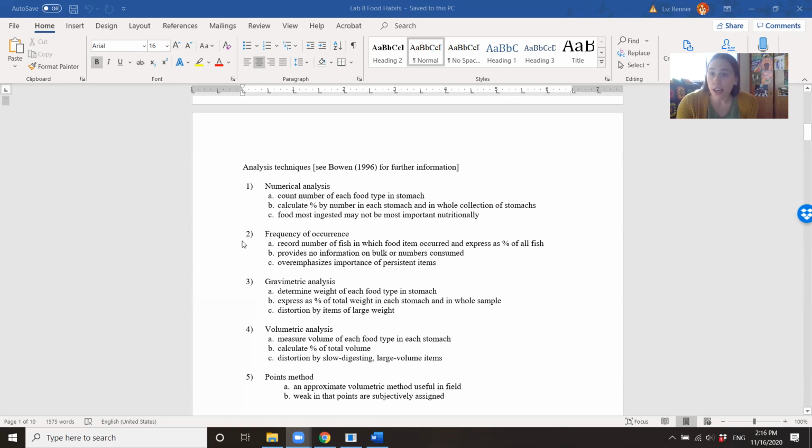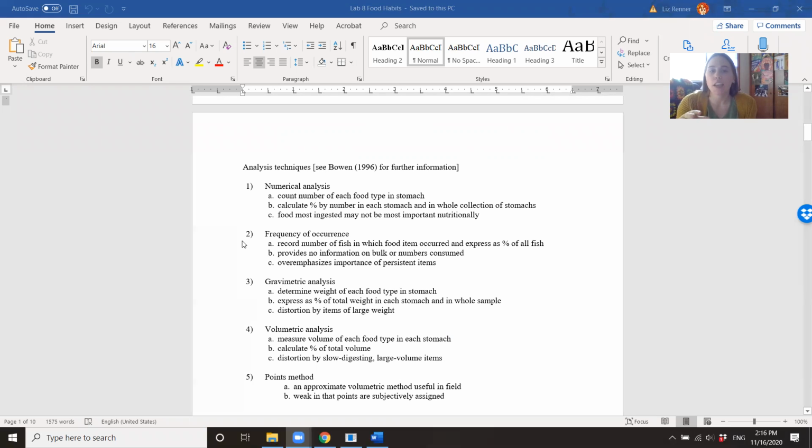And then we have volumetric analysis, similarly, where you're measuring the volume of each food type in each stomach. And this is often done via displacement. Traditionally, fisheries managers would take the sample of diet from an individual stomach and put it in a tube with a known volume of water. Then once they added it, they would measure the change in volume in a little graduated cylinder, and that change in volume in the cylinder was the volumetric measurement for that sample.